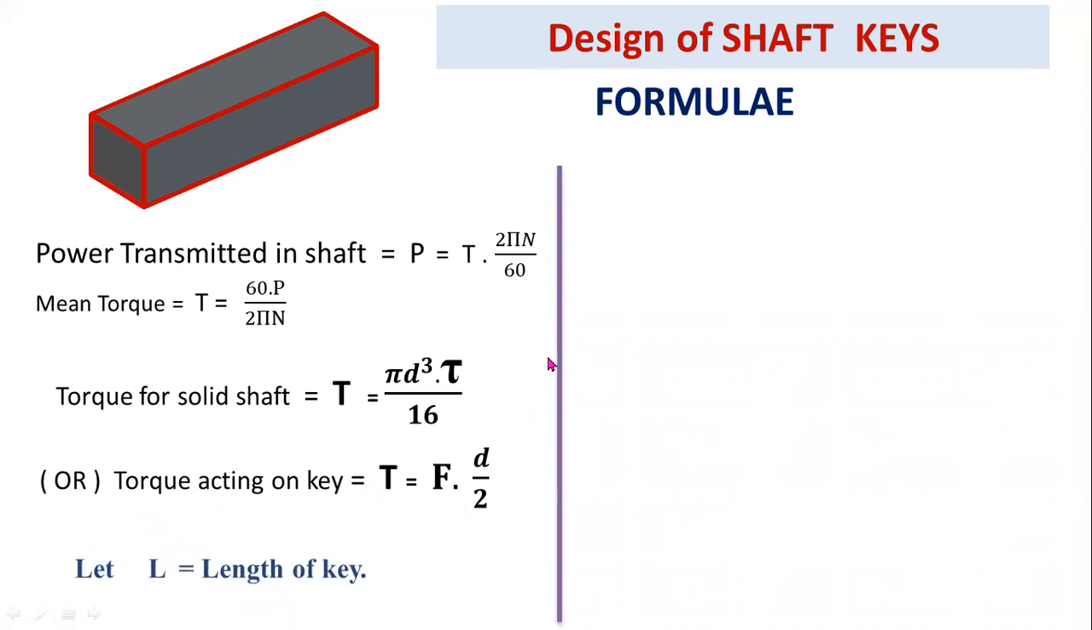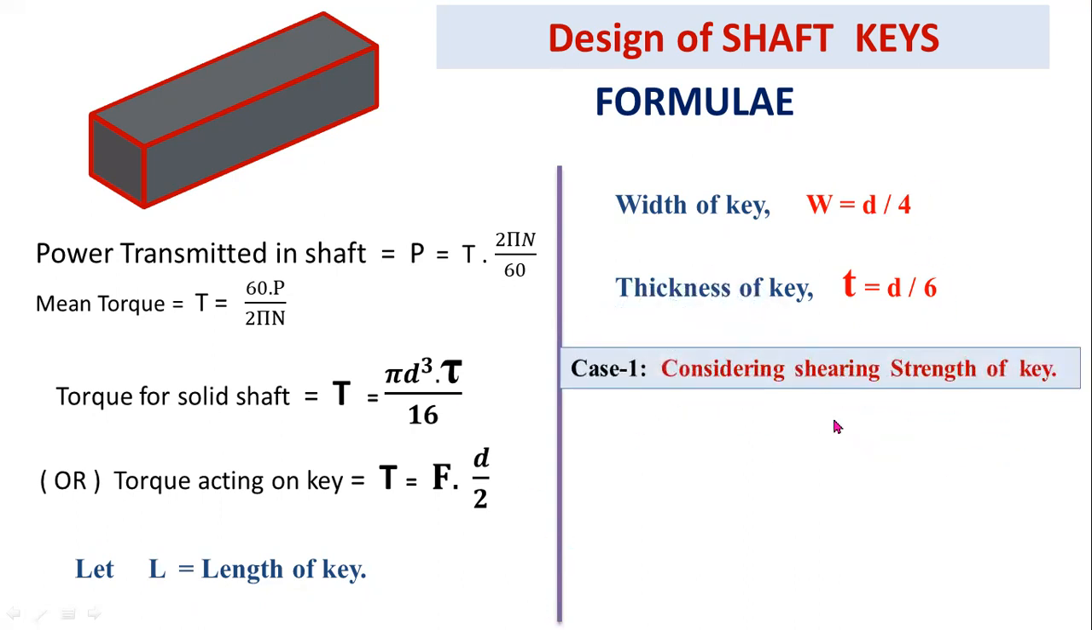Here L is the length of the shaft, W is the width of the key, T is the thickness of the key. The length, width and thickness are the dimensions for a sunk key. The length of the key always depends upon the length of the coupling or the length of the sleeve or the length of the hub. W equal to D by 4, thickness T equal to D by 6.